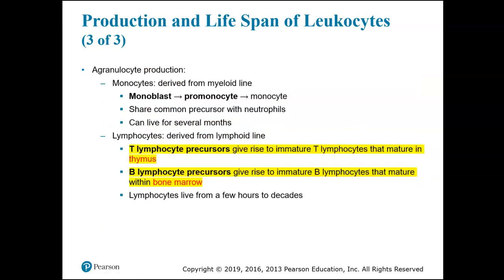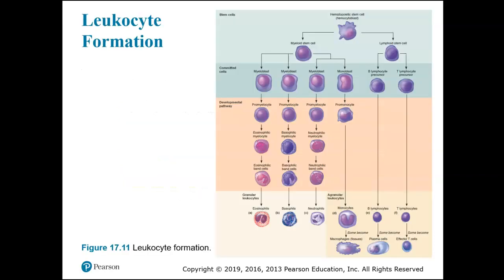The precursors to T lymphocytes or T cells move to the thymus and mature in the thymus. The B cells are going to be produced in the bone marrow and mature in the bone marrow. So both types of lymphocytes are produced in the bone marrow. The B lymphocytes mature in the bone marrow, and that's where the B comes from. And the T lymphocytes mature in the thymus, and that's where the T comes from.